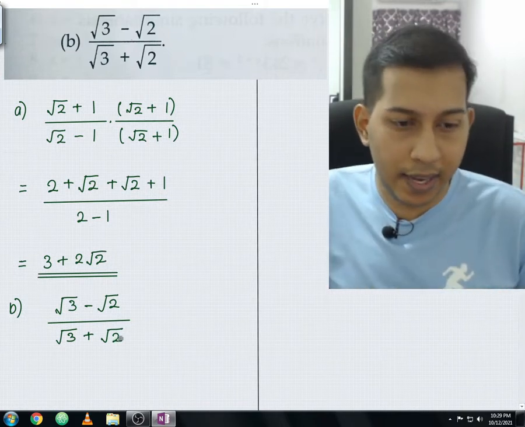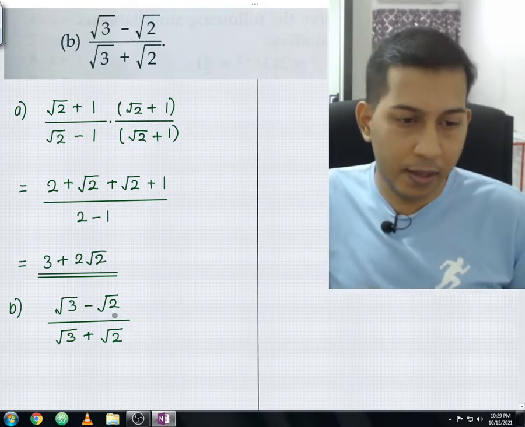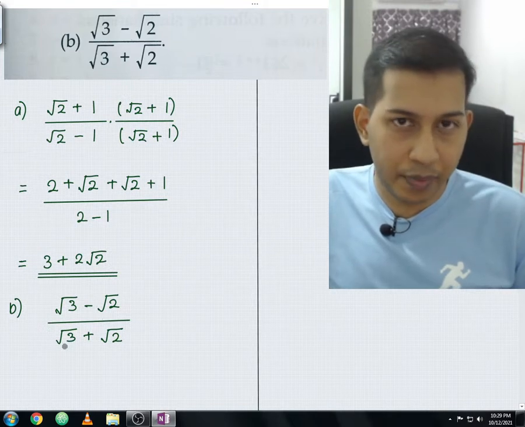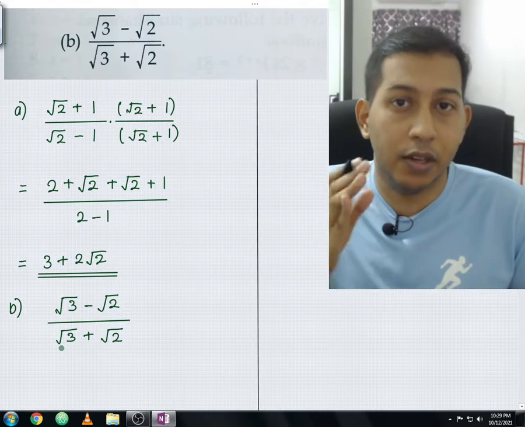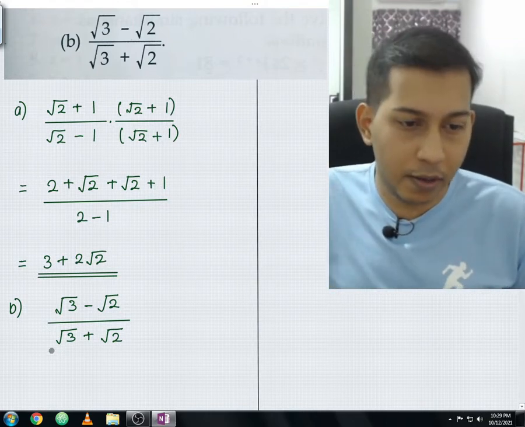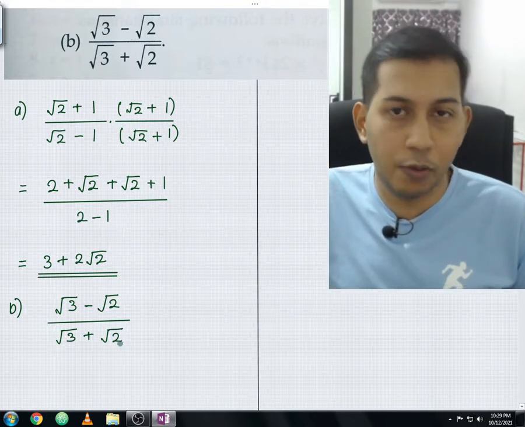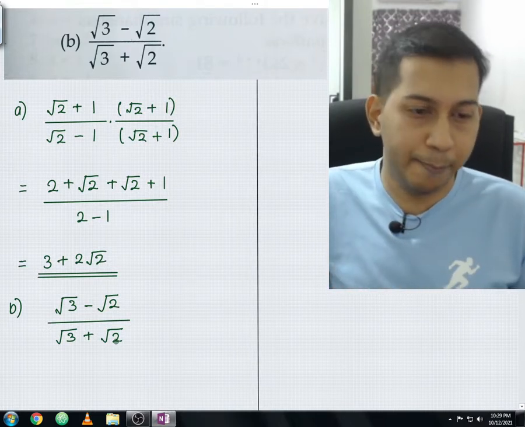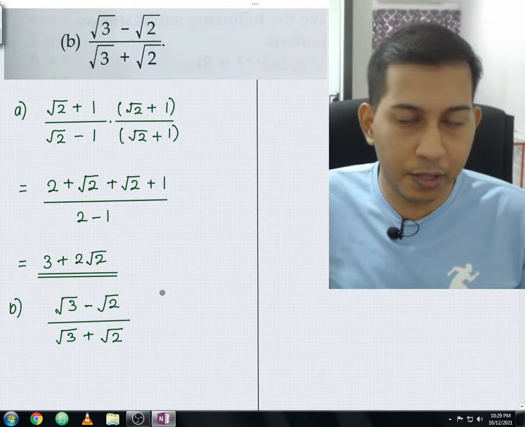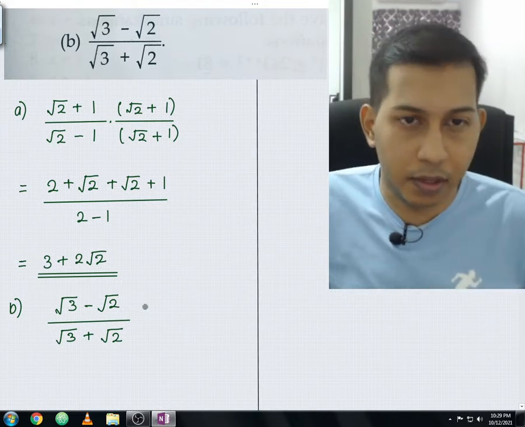It is a similar step to question part A, so we are going to apply it over here. Take a look at the denominator. The denominator has a surd, so you need to eliminate it. So how to eliminate it? You apply the conjugate. The conjugate of √3 plus √2 will be √3 minus √2. So you multiply it with the numerator and denominator.